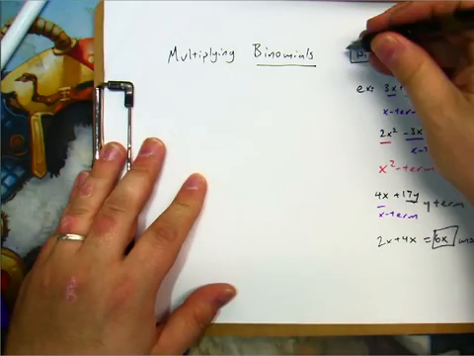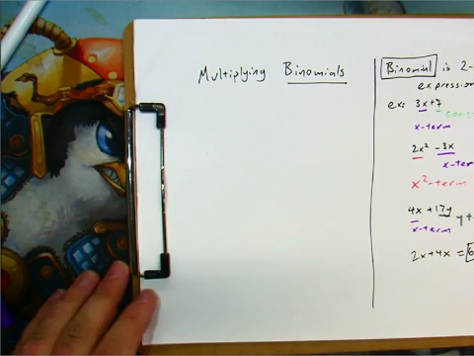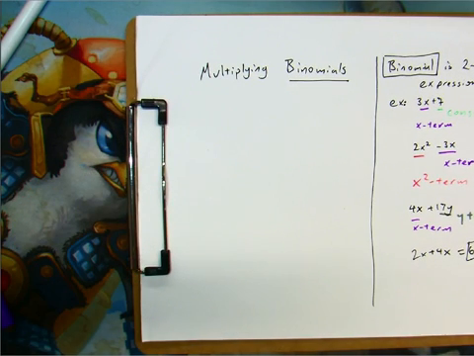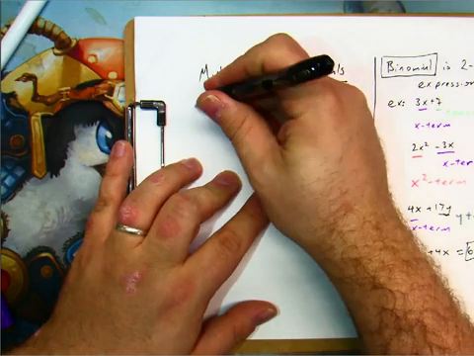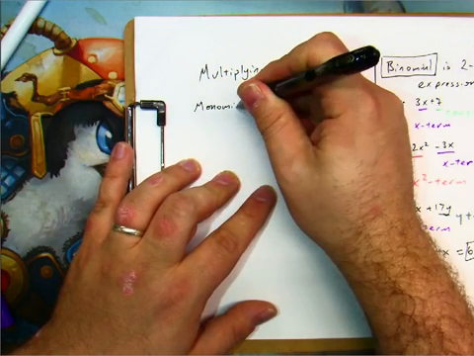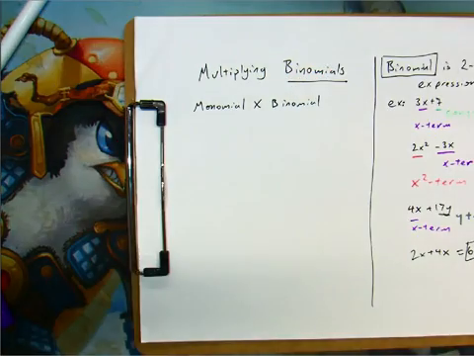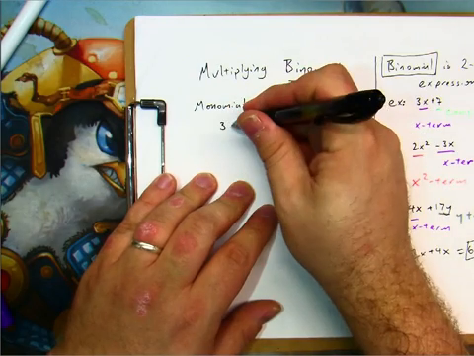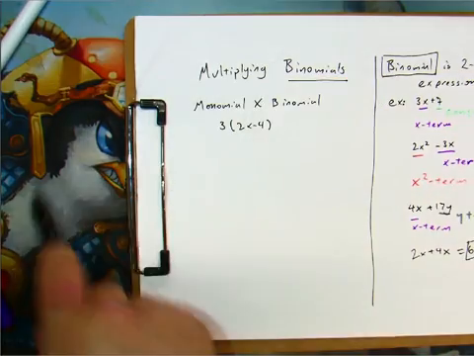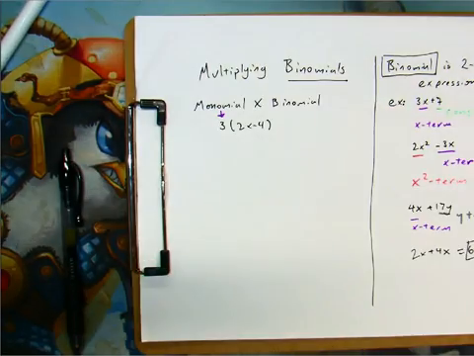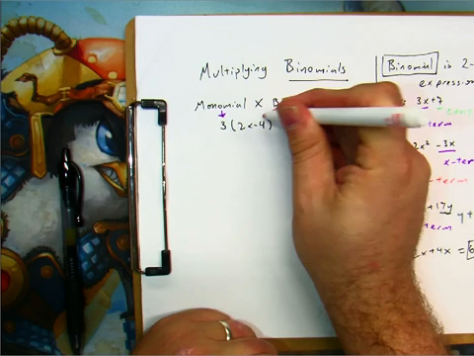So when we're talking about multiplying binomials, what we're talking about is binomial multiplied by binomial. Okay, because we could do a monomial times a binomial. And actually, let me do that one first because it's pretty simple. I can have a monomial times a binomial. And that might look something like 3 times 2x minus 4. Okay? Here's my monomial right there. And then here is my binomial.